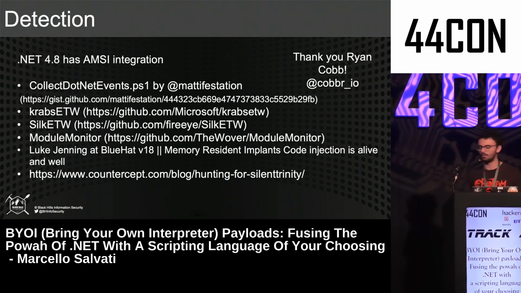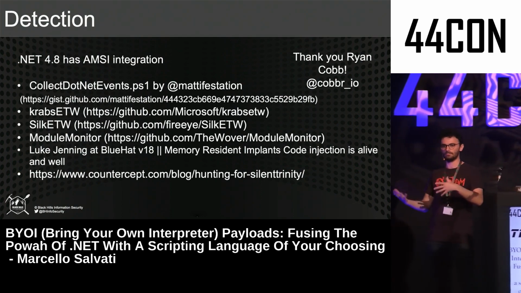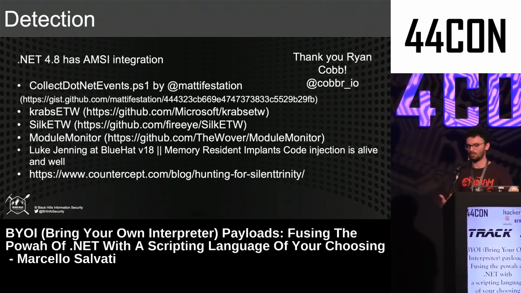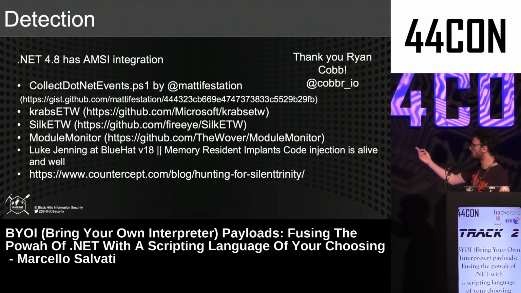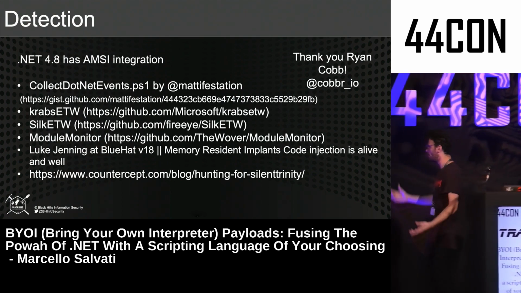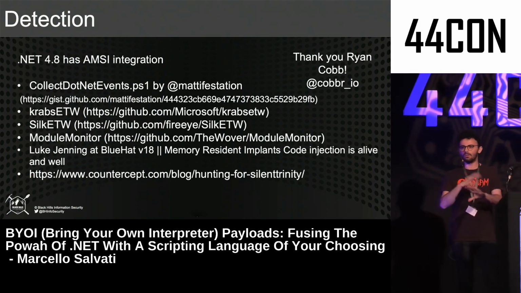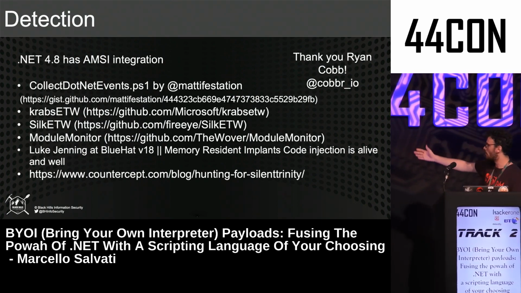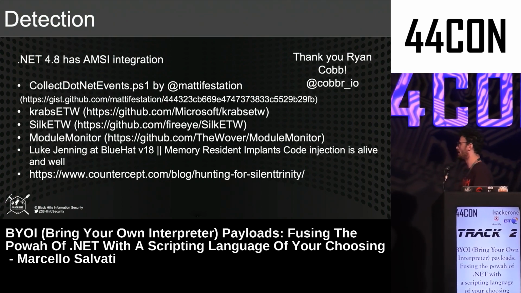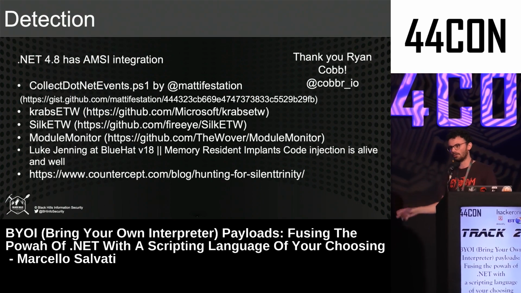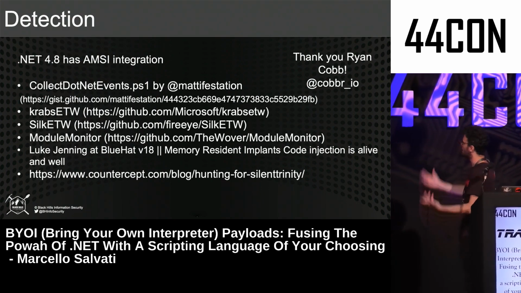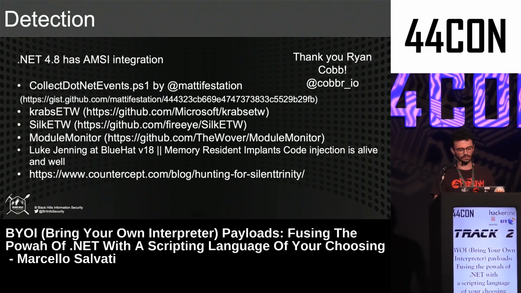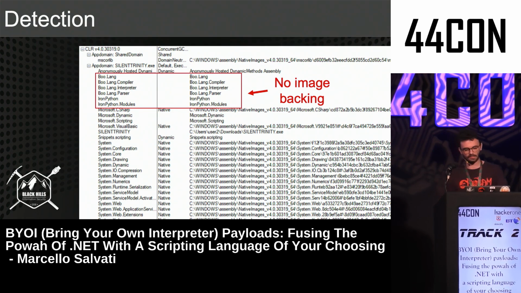There's also Module Monitor, which can give you some insight into .NET processes running on the machine, and possibly malicious activity going on. I definitely recommend the talk by Luke Jennings at Black Hat 18, Memory Resident Implants: Code Injection is Live as Well, which already started to talk about some of these concepts. And then there's also the Countercept blog, which I think is an MWR company, and Hunting for Silent Trinity, which is a blog article on actually trying to detect Silent Trinity. And thank you to Ryan Cobb at SpecterOps for also putting some of these together. I just took these and added some. I think these are by far the best ways of going about trying to detect some of this stuff.